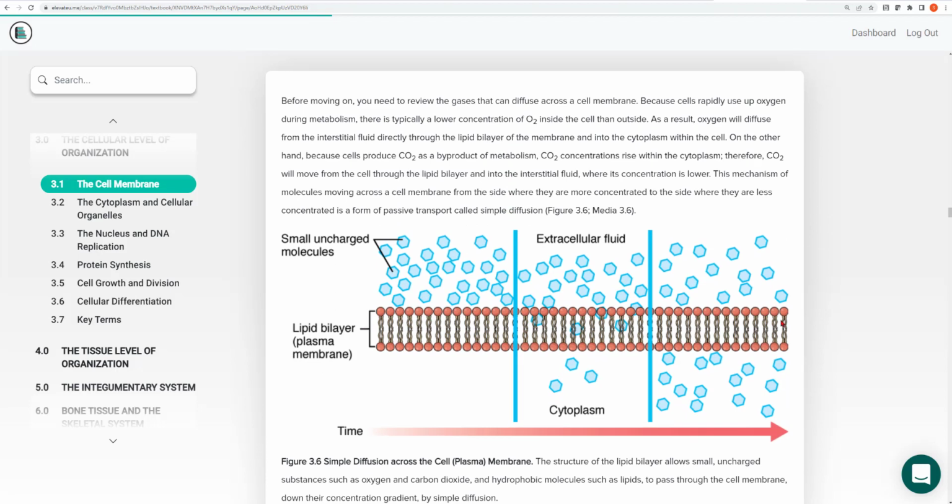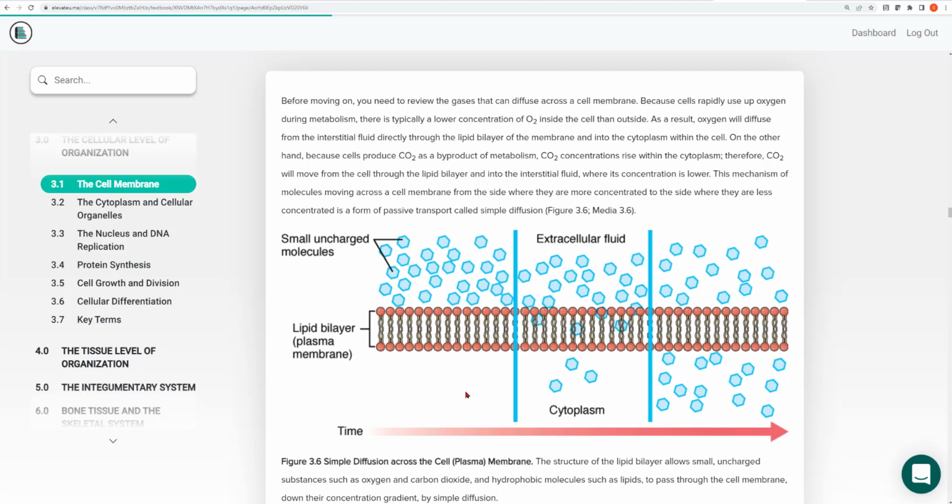So here we have a simplistic diagram. We see the phospholipid bilayer. This represents the plasma membrane. Outside of the cell, we have extracellular fluid. On the inside, we have the intracellular fluid. That fluid is also referred to as the cytoplasm. And we see that time is moving from left to right.